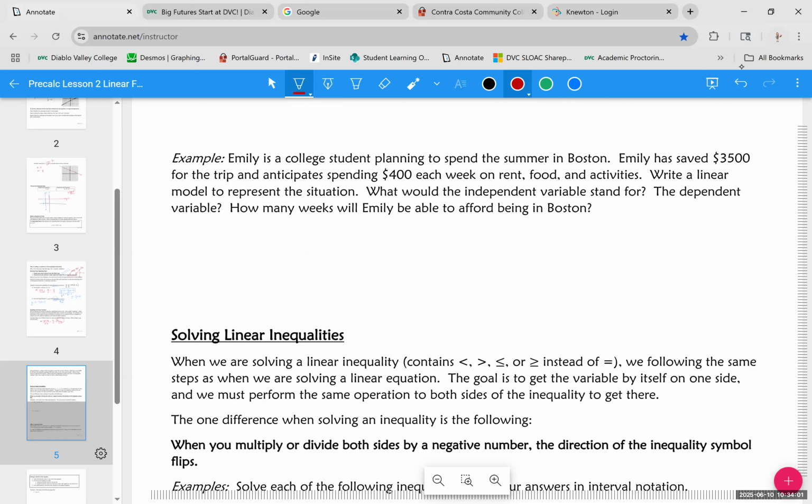One more quick example. Emily is a college student planning to spend the summer in Boston. She has saved $3,500 for the trip and anticipates spending $400 each week on rent, food, and activities. Write a linear model to represent the situation. So we need to come up with an equation here. What would the independent variable stand for?